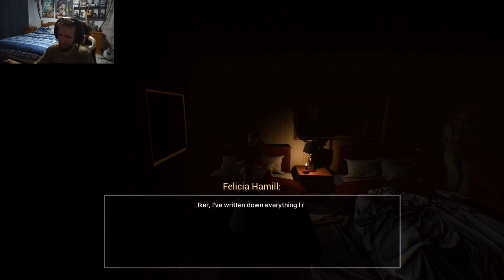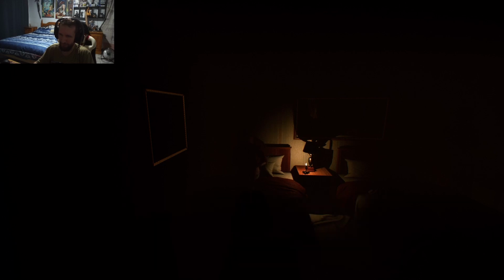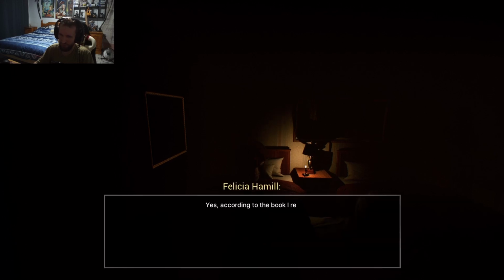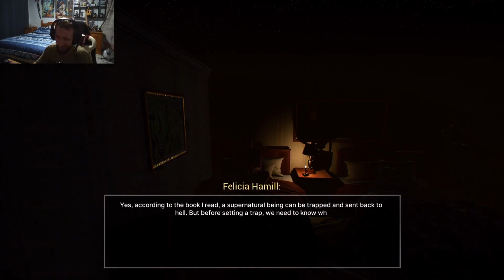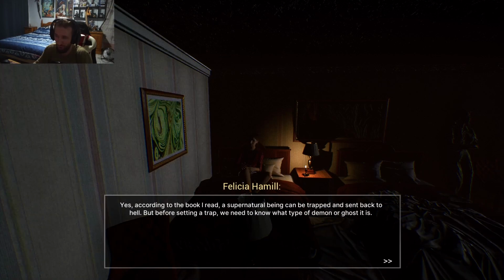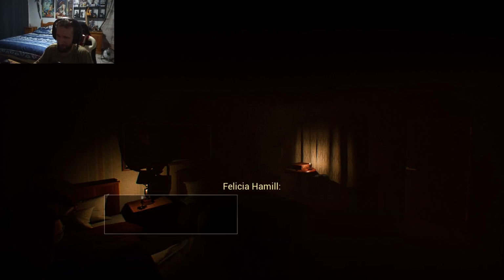Iker, I've written down everything I remember. Great. Is there anything useful? Yes, according to the book I read, a supernatural being can be trapped and sent back to hell. But before setting a trap, we need to know what type of demon or ghost it is. Oh, lovely, we're dealing with a demon or a ghost now. Some sort of spirit entity. And how are we supposed to figure that out?